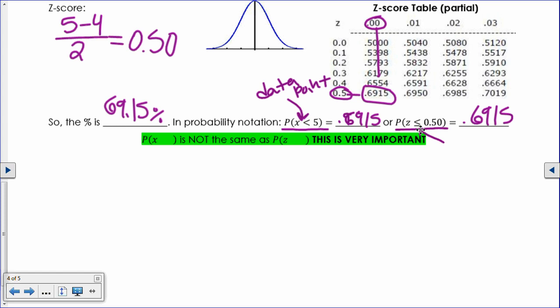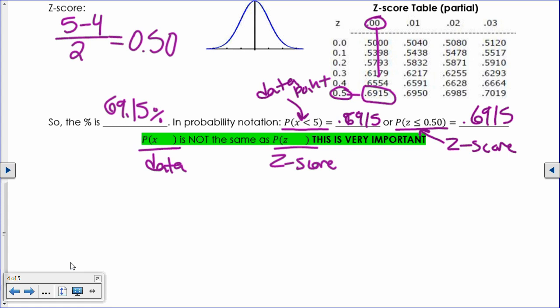This one's based on what? The z-score. So the answer is the same, they both are referring to the same answer, but they're presented differently. You're asking for the probability when the data point is 5, and the probability when the z-score is 0.5. Those mean the same thing. Okay? But the notation is going to be different. So you have to pay attention to whether they're referring to the data point or the z-score. You have to look at to know which one they're referring to.